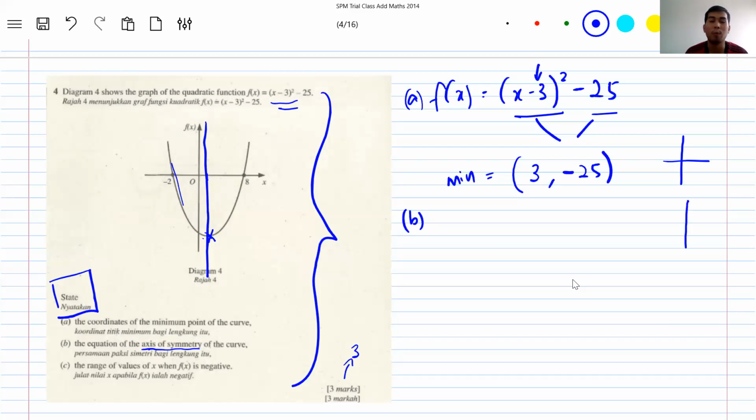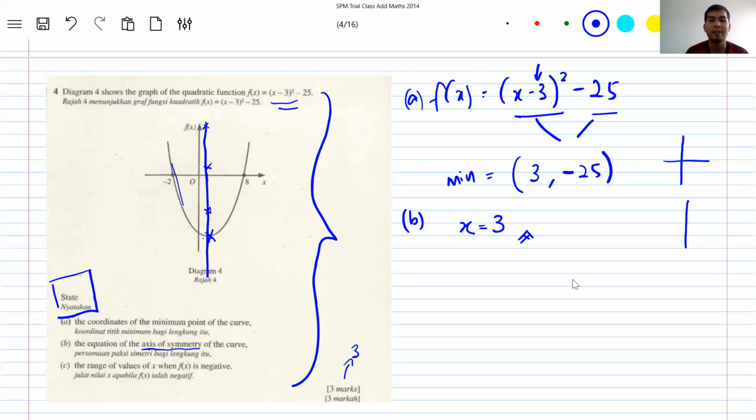A vertical line is a line that's straight, with no gradient, and it's always denoted simply as x equals to the point that it is on. In this case, at this point, x is equal to 3. So the equation of the axis of symmetry is just x equals 3.